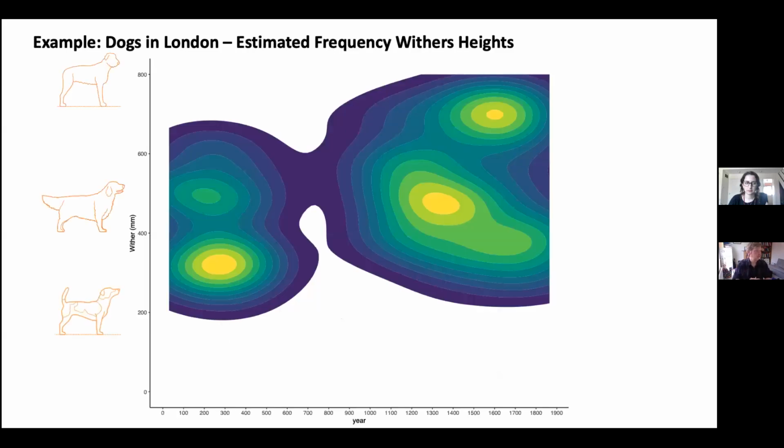this. So this is the estimated frequency of withers heights for dogs from London from a simulation. Using that simulation approach, what we've got at the bottom is our chronology, and on the left hand side is our withers height. I've just put in three rough outlines of dogs. We've got our Jack Russell down at the bottom, roughly in that 400 to 500 millimeters range, then our golden retriever, and then our wolfhound all the way at the top.